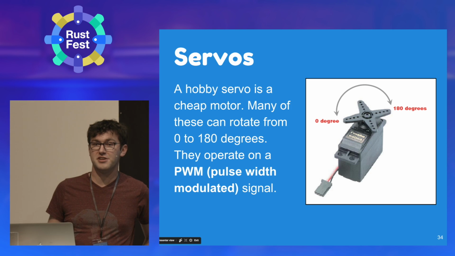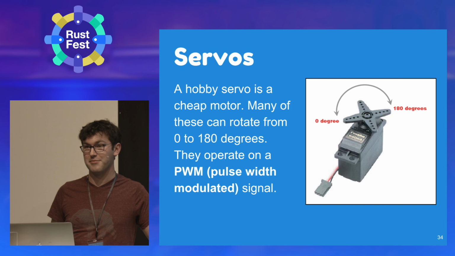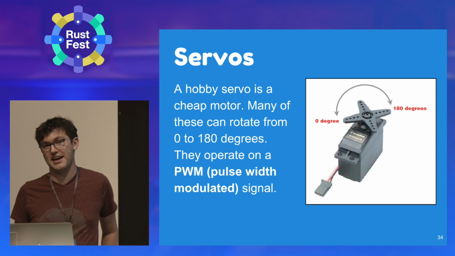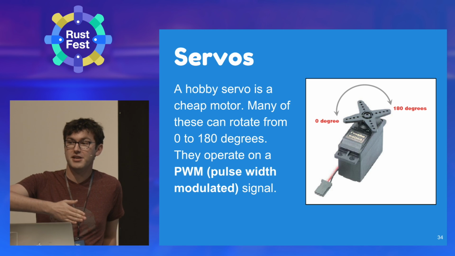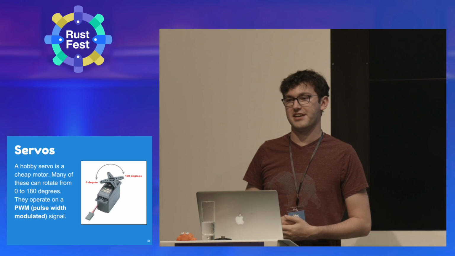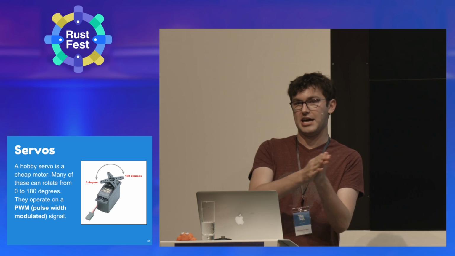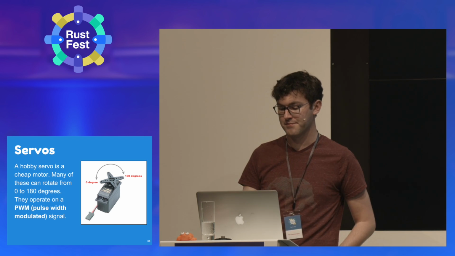The next one I want to show you is an actual use of the servo. A servo is a hobby motor that can turn from 0 to 180 degrees. The best part about a servo is that it can turn to a fixed point. Unlike a motor where you're just saying go forward or go backward at a certain speed, servos can have specific positions.